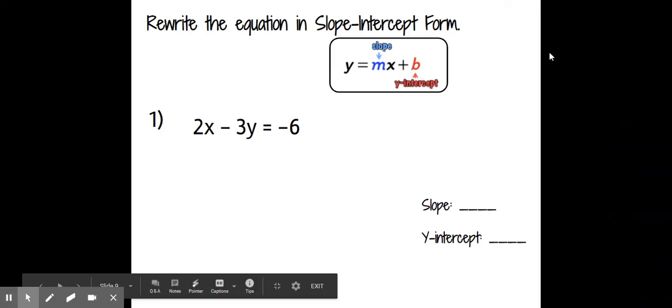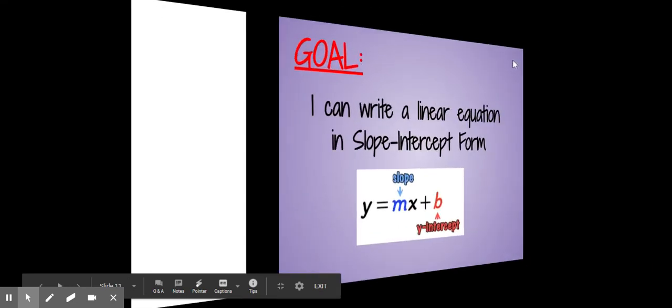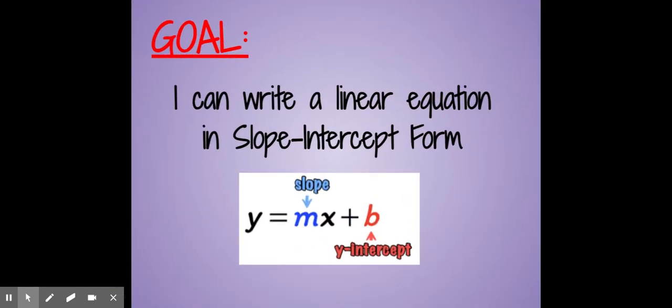I'm going to pull back to just refresh us on our goal. Remember, our goal here was to be able to write a linear equation in slope-intercept form. Want to take an equation and convert it to look like y equals mx plus b. Hopefully you felt like this lesson video helped you with that.